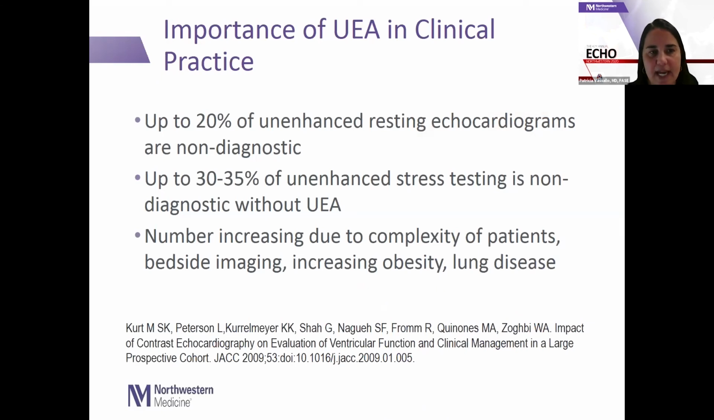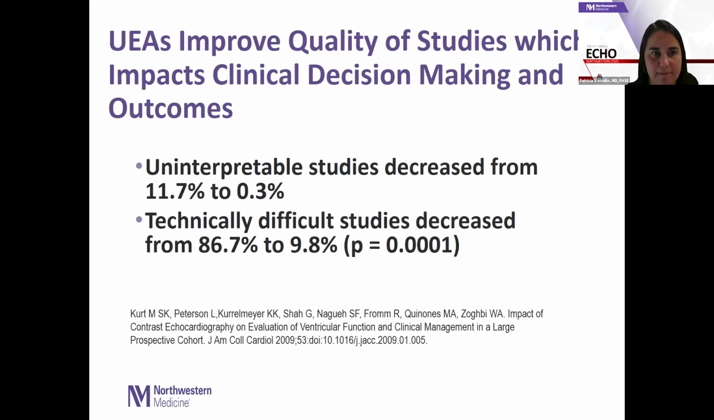So the importance of UEAs in clinical practice is that up to 20% of unenhanced resting echoes are non-diagnostic, and up to 1/3 of our unenhanced stress echoes are non-diagnostic without ultrasound enhancing agents. This number is only increasing due to increased bedside imaging, complexity of patients, obesity, and lung disease. So we really need to use ultrasound enhancing agents to improve echoes, improve our diagnostic ability, and decrease downstream testing.